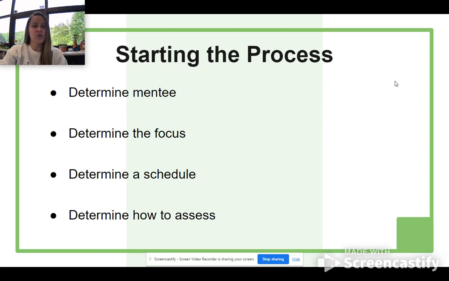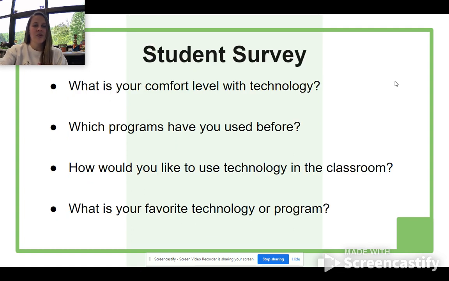My colleague and I knew we needed to narrow down the topic, so we worked together to create a classroom survey to gauge where students were at with their technology use. We needed to determine the comfort level each student had with technology, the programs they were familiar with using, how they would like to see technology used, and give them a chance to share their favorite piece of technology or program.